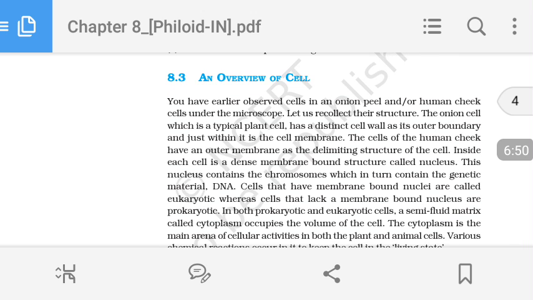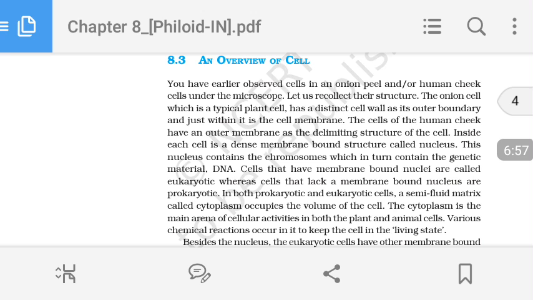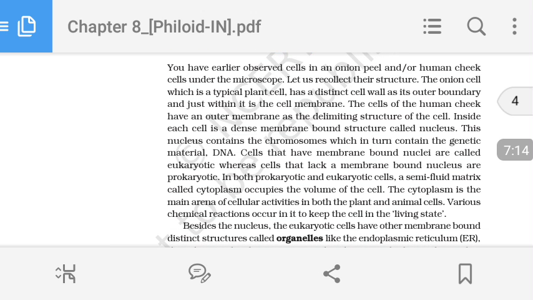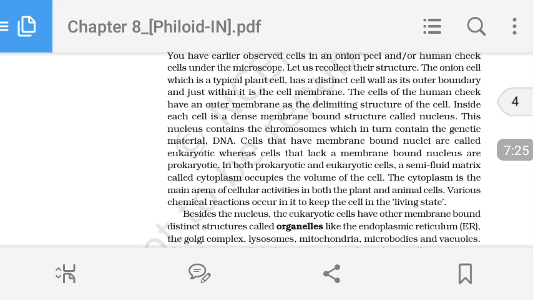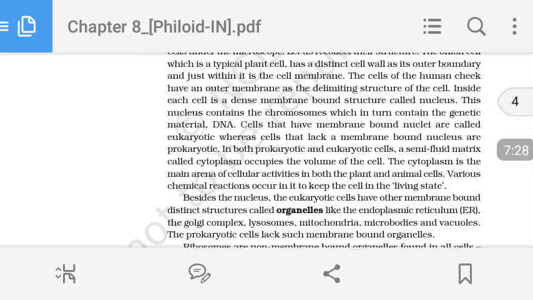You have earlier observed cells in an onion peel or human cheek cells under the microscope. Let us recollect this structure. The onion cell, which is a typical plant cell, has a distinct cell wall as its outer boundary, and just within it is the cell membrane. The cells of the human cheek have an outer membrane as the delimiting structure of the cell. Inside each cell is a dense membrane bound structure called the nucleus. This nucleus contains the chromosomes, which in turn contain the genetic material, DNA. Cells that have membrane bound nuclei are called eukaryotic, whereas cells that lack a membrane bound nucleus are prokaryotic.